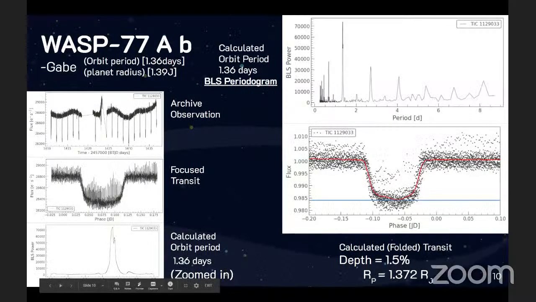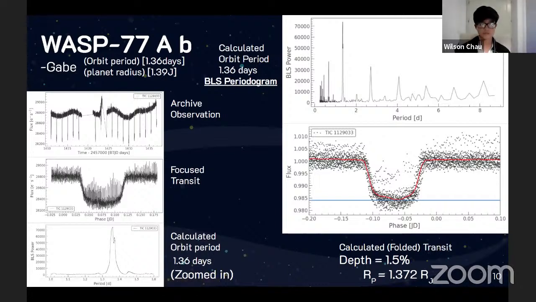Okay. The next question I have is, what is the spiky stuff in the transit of WASP 77AB? And so let me go ahead and share that.